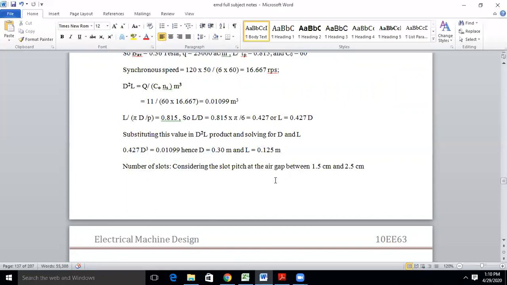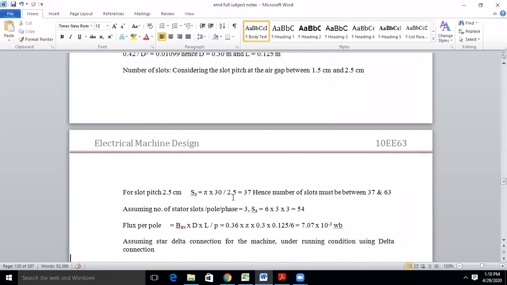Now for the number of slots, considering slot pitch at the air gap between 1.5 and 2.5 centimeter, it is assumed again. By assuming this, we can get the slot pitch 2.5 centimeter. SS will be pi into 30 divided by 2.5, so it is 37. Hence the number of slots must be taken 37 and 63. So assuming number of slots per pole per phase again is equal to 3, SS will be 6 into 3 into 3, that is 54.